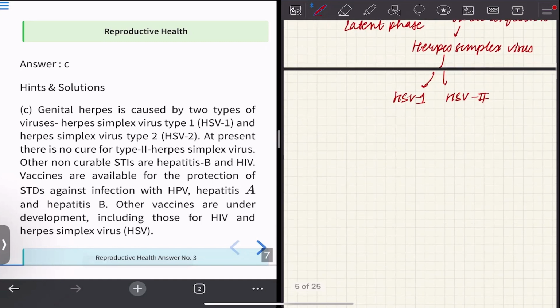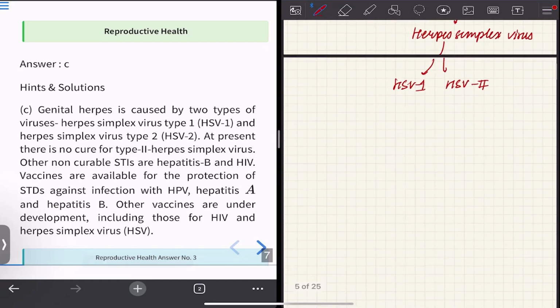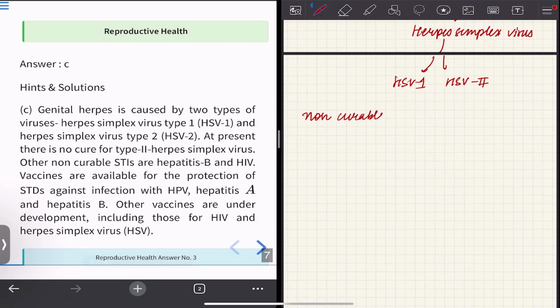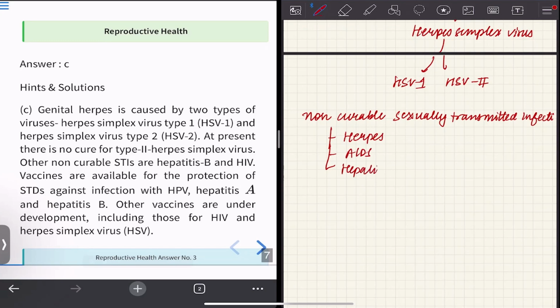We'll just make a list of the non-curable sexually transmitted infections. So it is either herpes, or we know AIDS is non-curable. And next we have hepatitis B, which is not curable. We have vaccines available for hepatitis B, but we don't have any particular vaccines for AIDS.